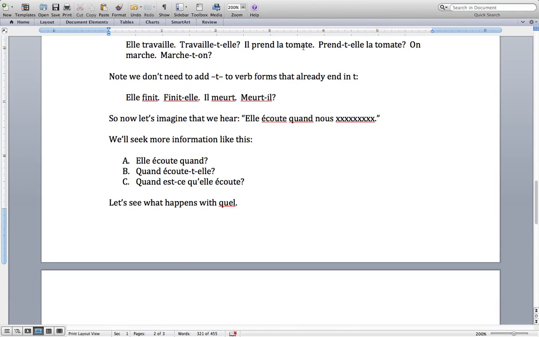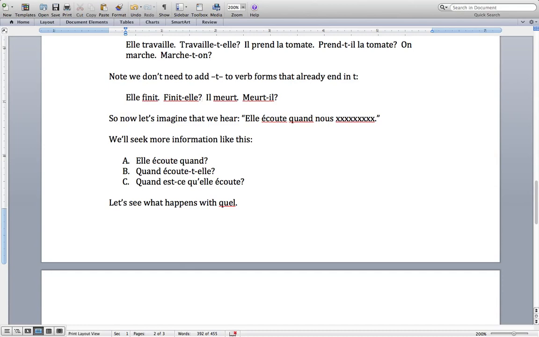Il prend la tomate. Oh, it should have been elle prend la tomate. Well, let's just change this to il. Prend-il la tomate? On marche. Marche-t-on? Note that we don't need to add hyphen T hyphen to verb forms that already end in T. Elle finit. Finit-elle? Il meurt. Meurt-il?